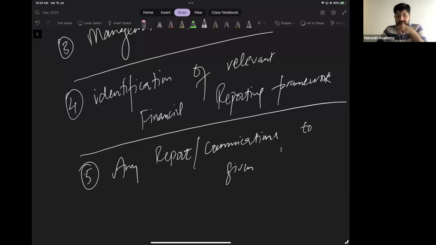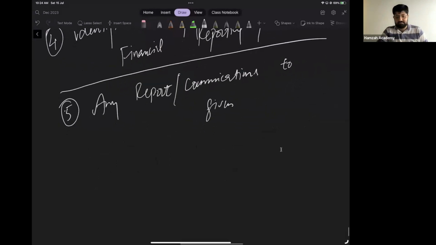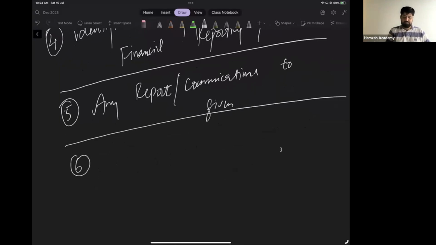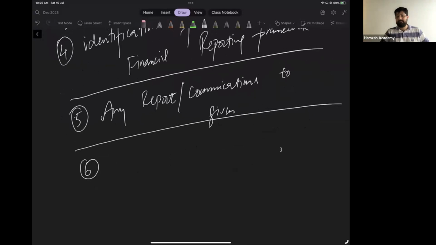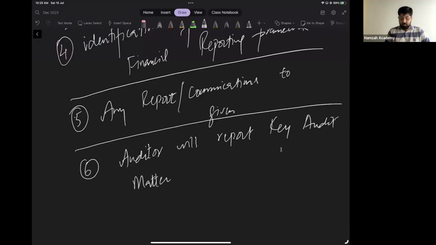Now, next, six, students, the auditor will report key audit matters. You know what are key audit matters? Important matters encountered during audit. I have audited this company. In my opinion, these 4, 5, 6 matters are very important matters for this company. To report key audit matters encountered during audit.